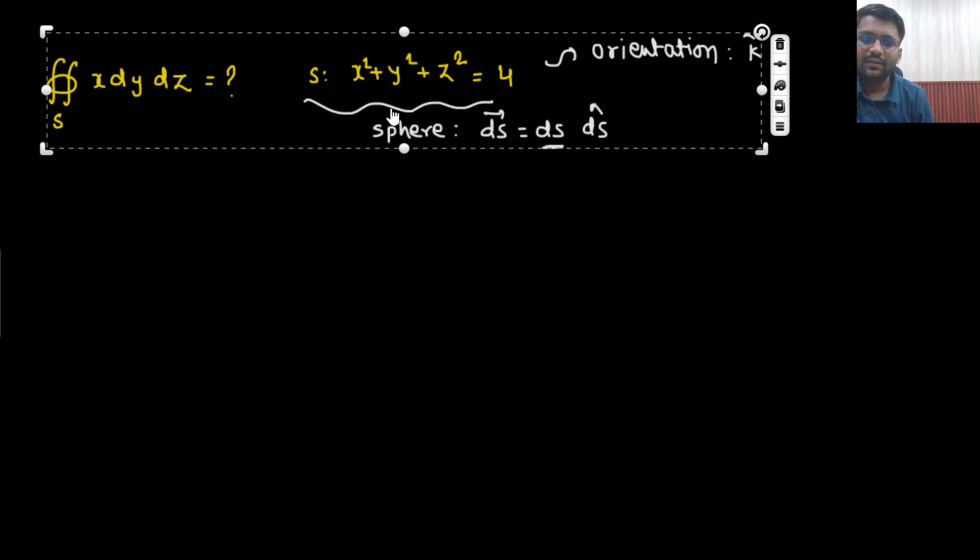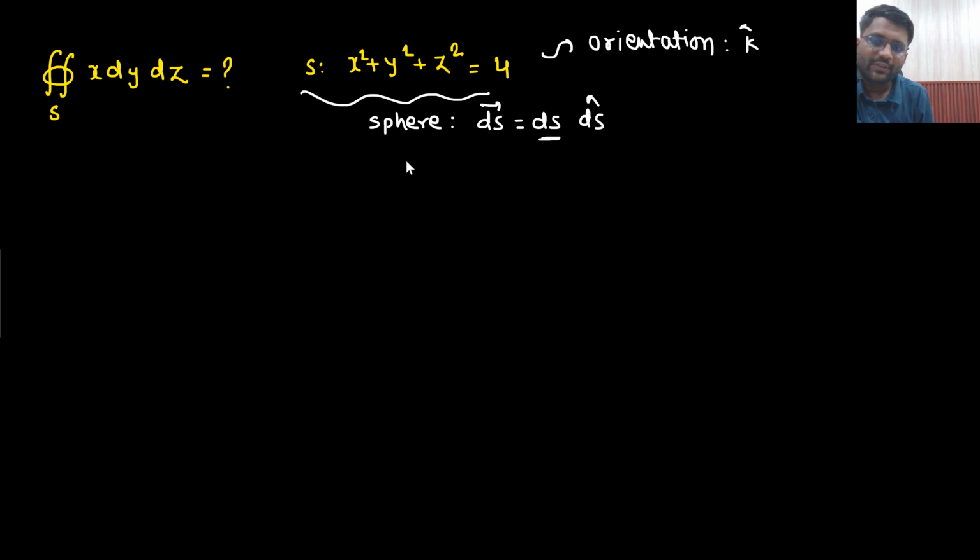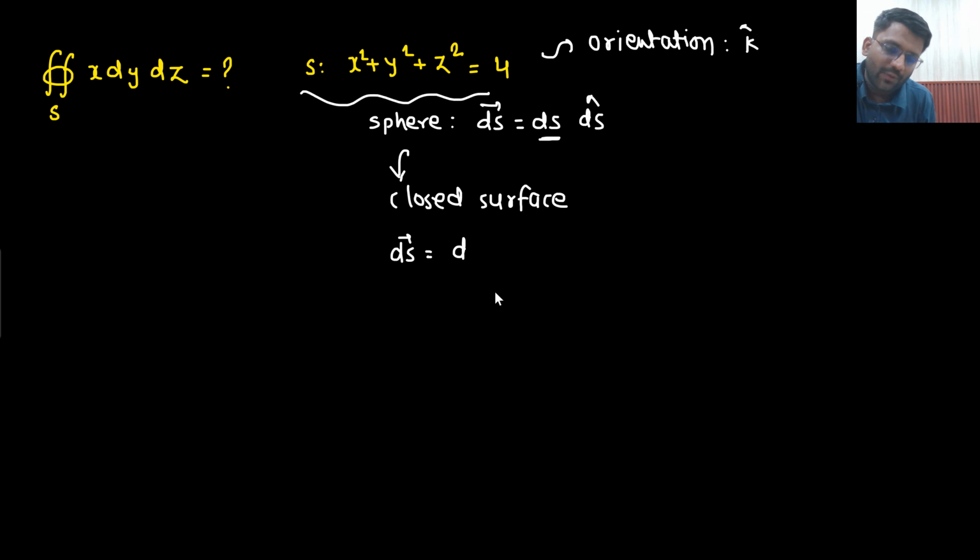What I will see is that it is a closed surface, so for this closed surface I can write my ds vector in this way. If I need to write it in the i cap direction, then it would be dy dz, and they have taken the orientation in the plus direction only, so dy dz i cap. In j cap, it is dx dz j cap, and in k cap, it is dx dy k cap. This is my ds vector.